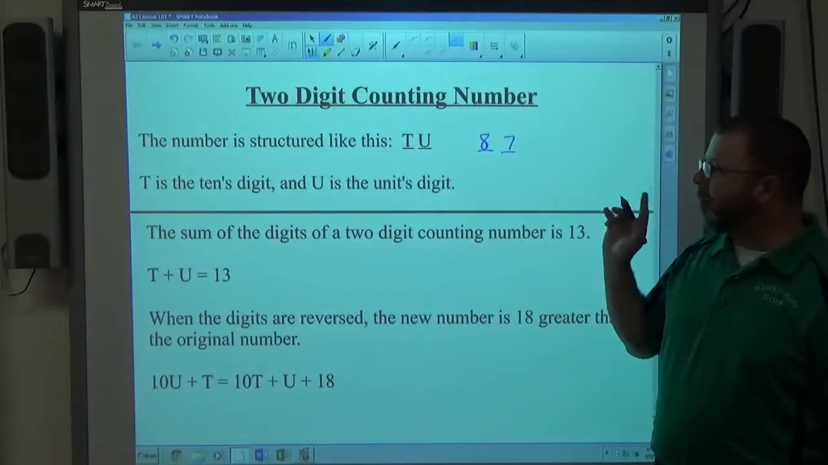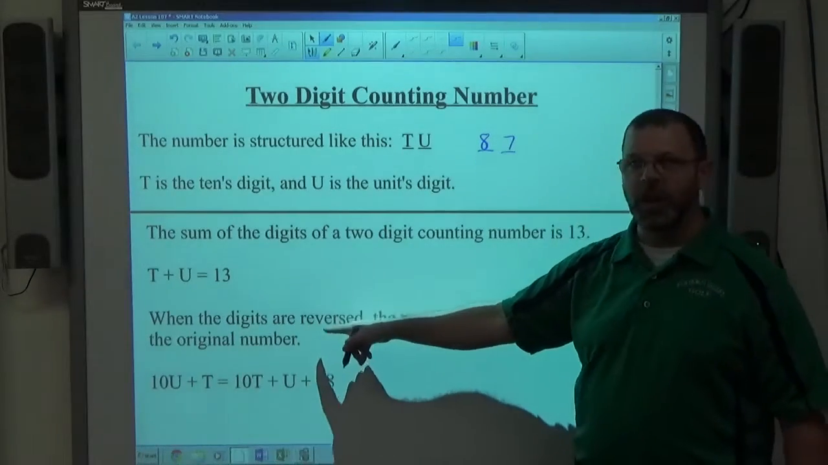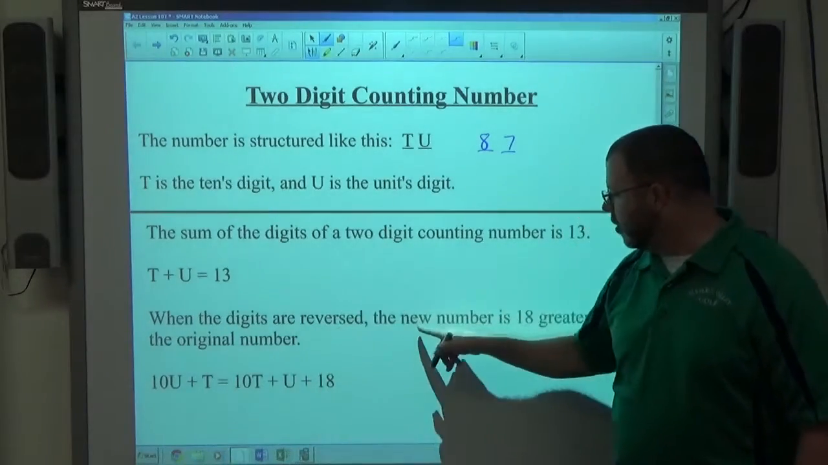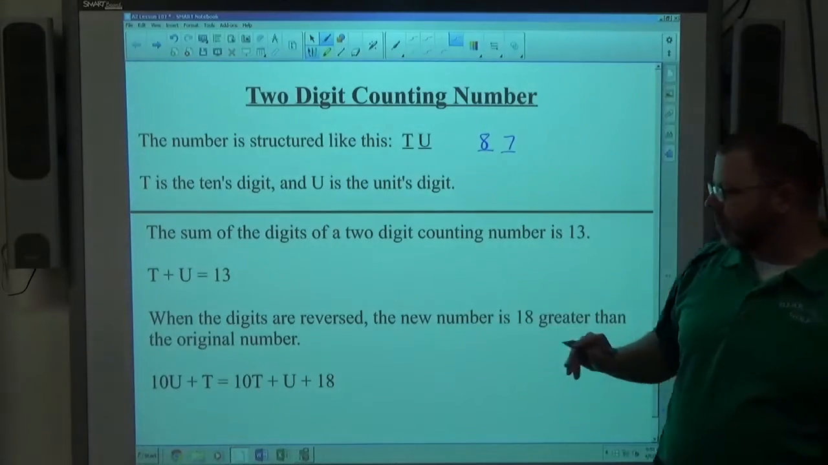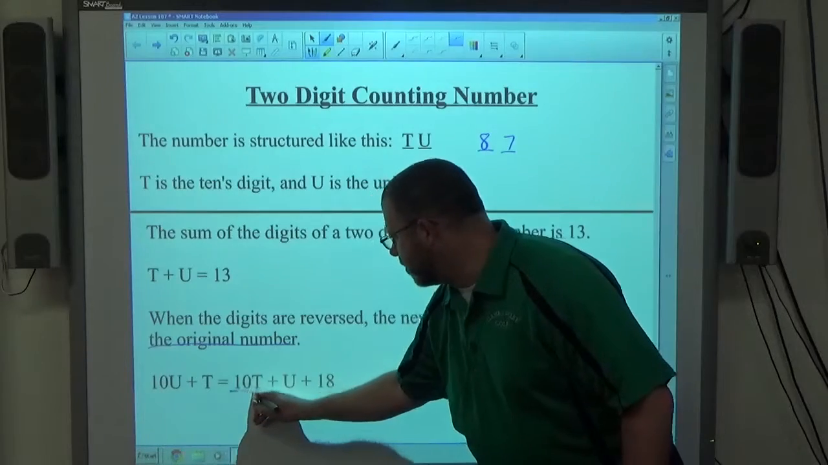All right. When they start talking about the number itself, it says when the digits are reversed, they do that a lot, they reverse the digits a lot in these problems. The new number is 18 greater than the original number. Okay? The original number is going to be this.